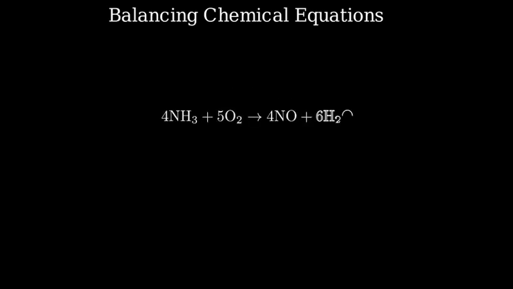Finally, let's balance oxygen. We have 10 oxygens on the product side, 4 from NO and 6 from H2O. Since each oxygen molecule, O2, contains 2 atoms, to get 10 atoms, we'll put a 5 in front of O2. And there you have it. The balanced equation for the reaction between ammonia and oxygen to form nitric oxide and water is 4NH3 plus 5O2 equals 4NO plus 6H2O.